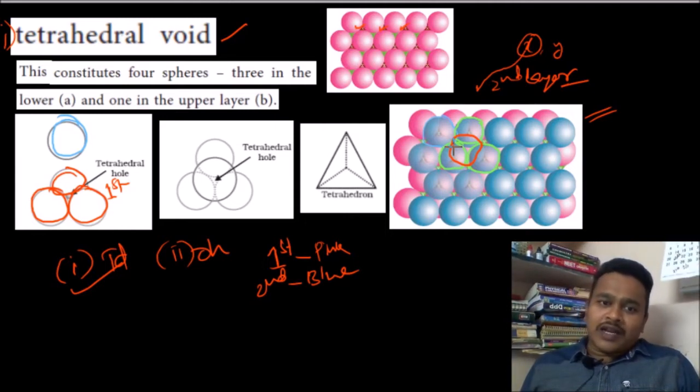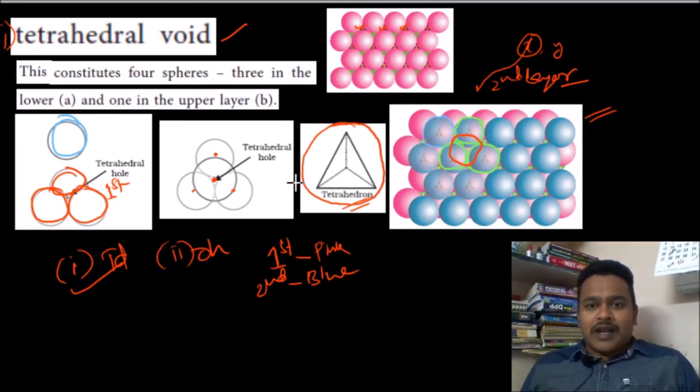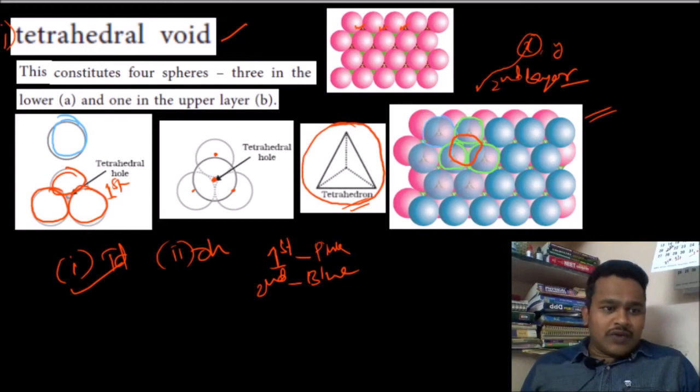If you connect the centers of all the spheres, you will get a shape like this. That is why this void is called a tetrahedral void. And you see the tetrahedral void.